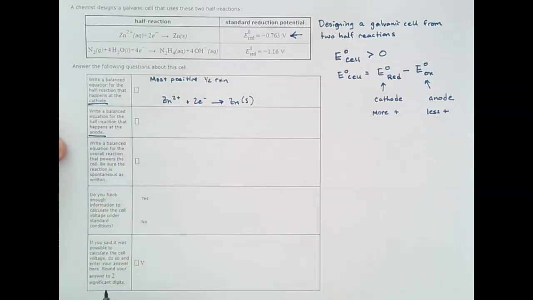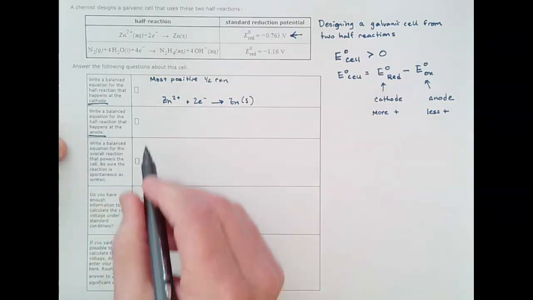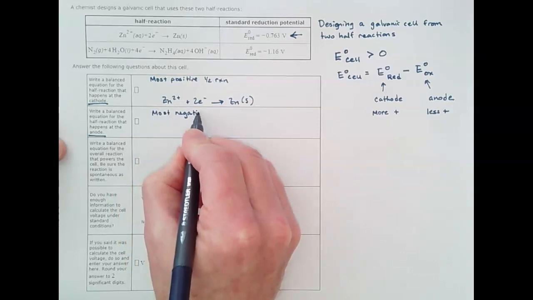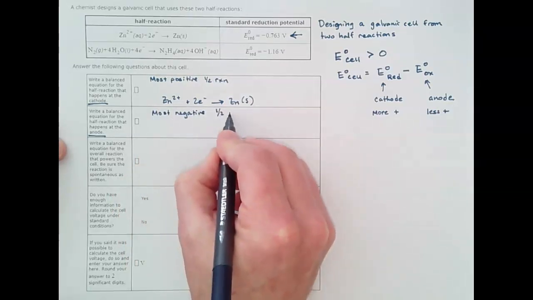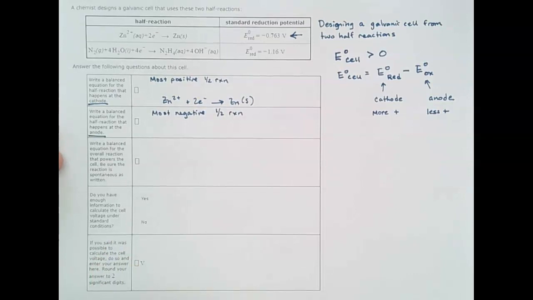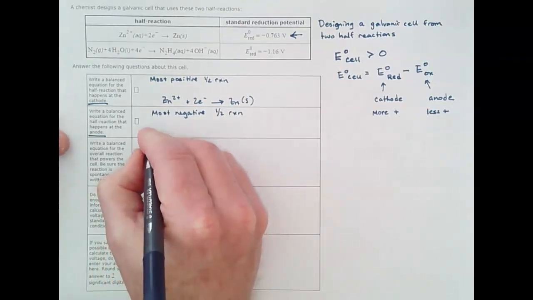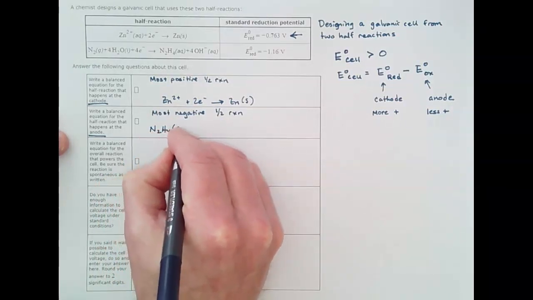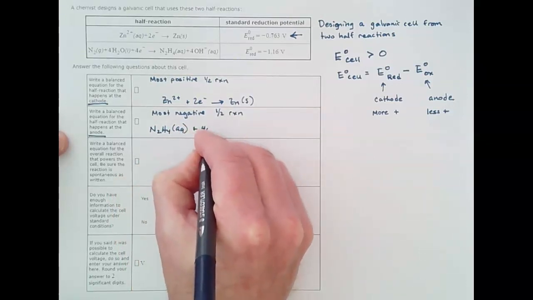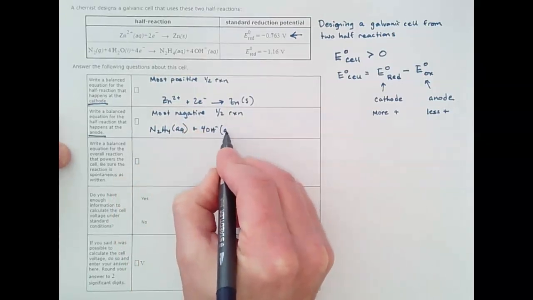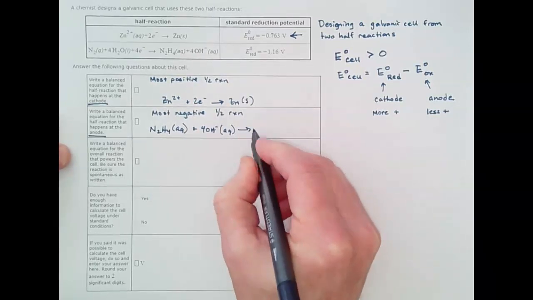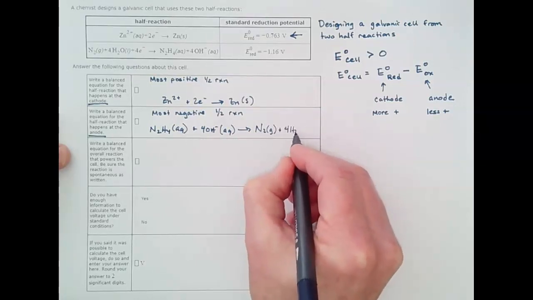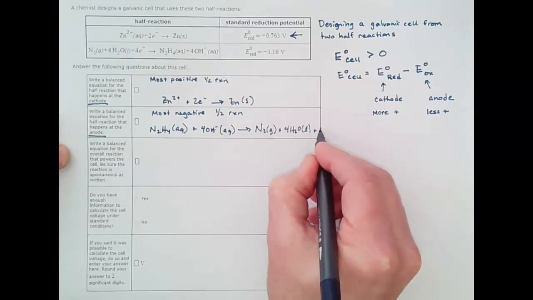The next question asks about what happens at the anode. So the anode is going to be the most negative or the least positive half reaction. And you should know that for this one we need to turn it around and write it as an oxidation. So we'll have N2H4 aqueous plus 4OH minus aqueous going to N2 gas plus 4H2O liquid plus 4 electrons.